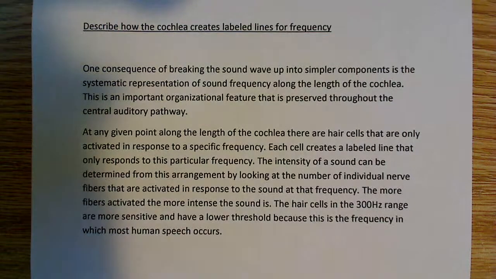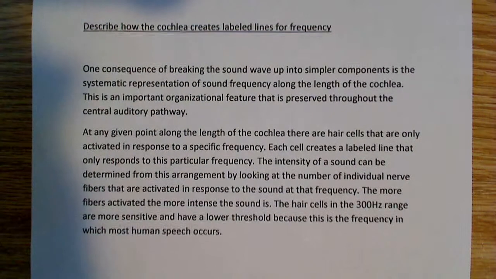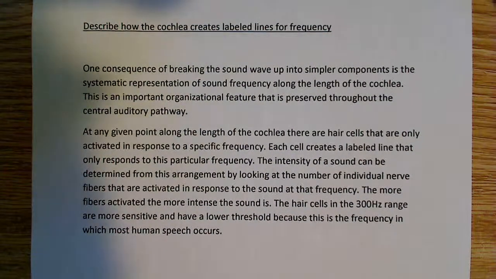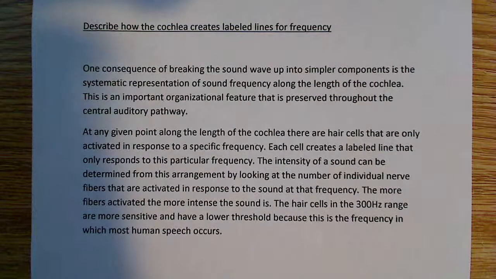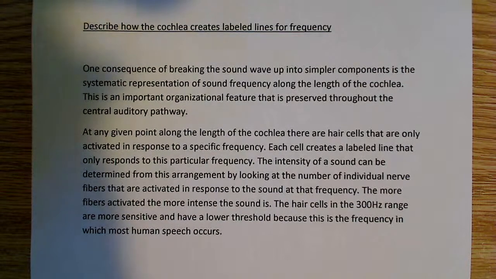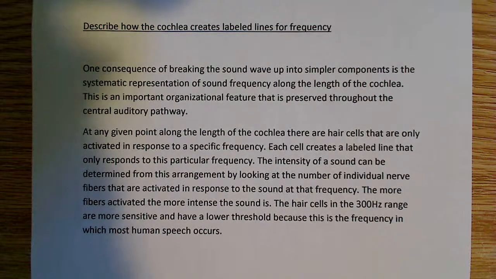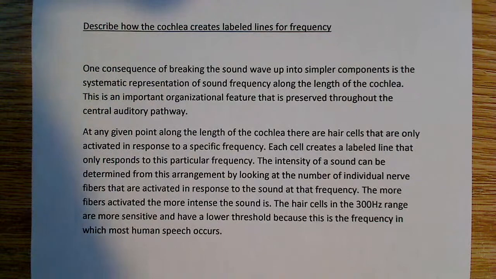Anyway, at any given point along the length of the cochlea, there are these hair cells, and they're activated in response to a specific frequency. Each hair cell has its own frequency that it responds to best. So each cell creates a labeled line. Each individual hair cell creates a labeled line that only responds to the particular frequency it's been assigned.